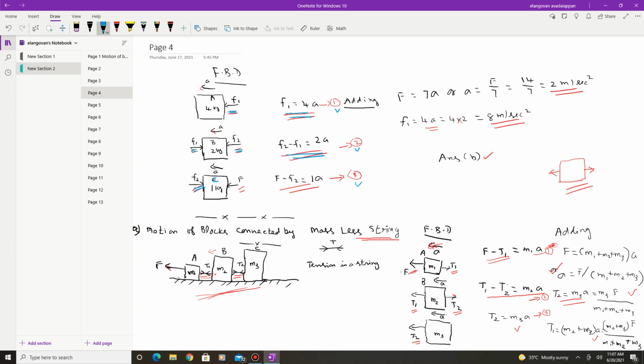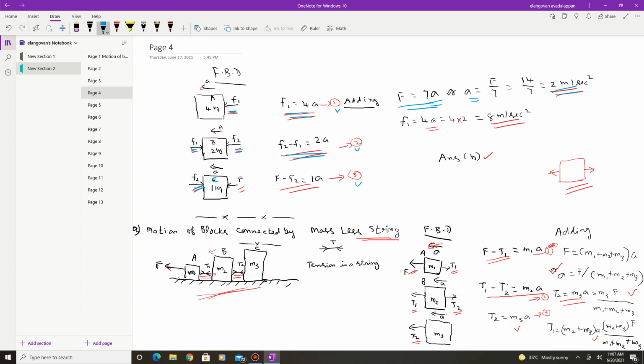Adding the 3 equations, F1 gets cancelled, F2 gets cancelled. So the net force is equal to M1 plus M2 plus M3 times A. So F is equal to 7A. The acceleration is equal to F by 7, or 14 by 7, so this is 2 meter per second square. So from this, the acceleration is found.